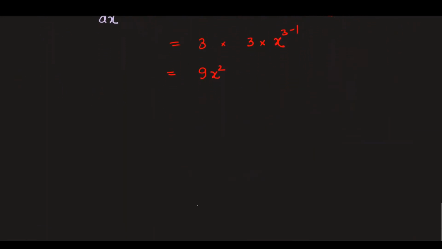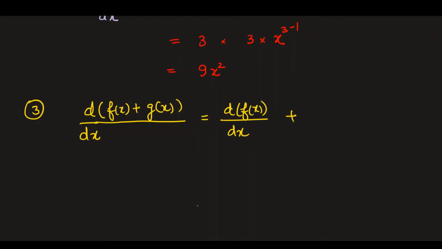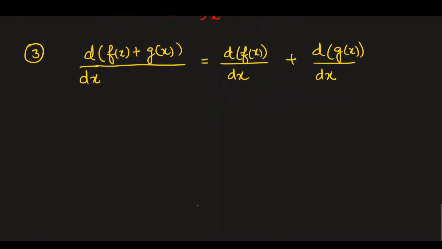So we have looked at 2 rules. Now the third rule is, let's say we have d by dx of f(x) plus g(x). This will be equal to d of f(x) upon dx plus d of g(x) upon dx. In this, both f and g are functions of x.